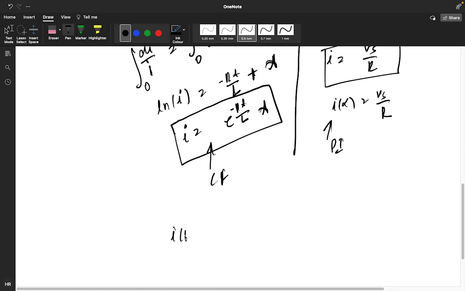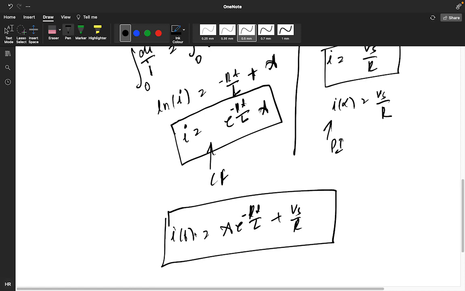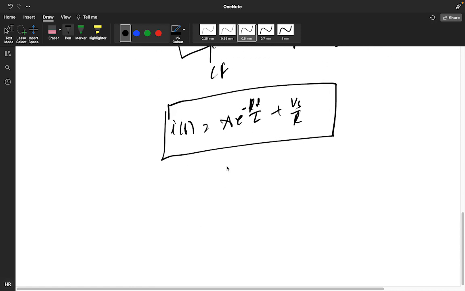Okay, so I of t you are getting A e power minus RT by L plus Vs by R. Now if you substitute t equals 0, I of 0 you will get A plus Vs by R. So at t equals 0, the value of A is coming as I of 0 minus Vs by R. Substitute this value in this equation.